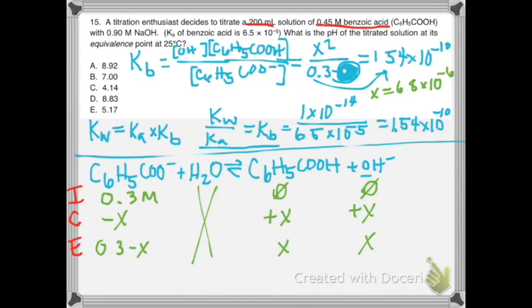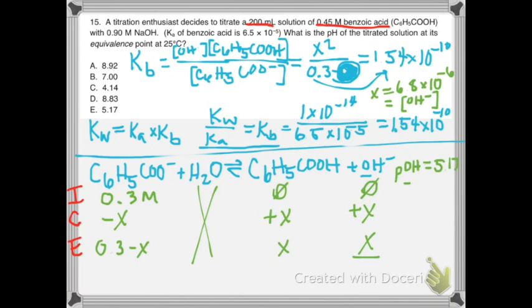And as I've mentioned before, I like to tell myself what that is, and here our x is the concentration of hydroxide. So if we take the negative log, we get pOH. And that ends up being equal to 5.17. So then we just circle 5.17.